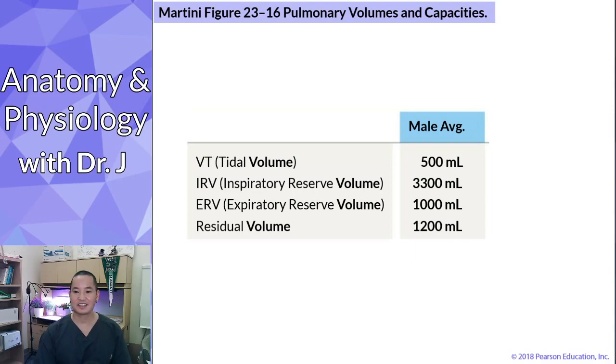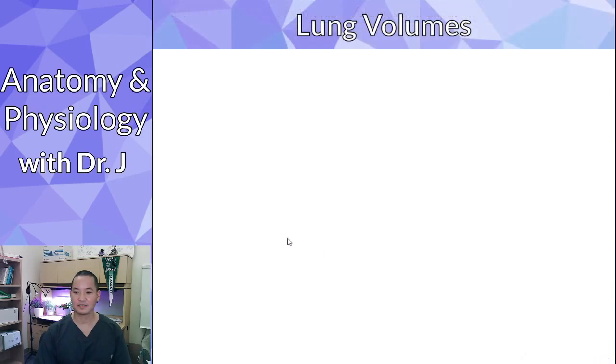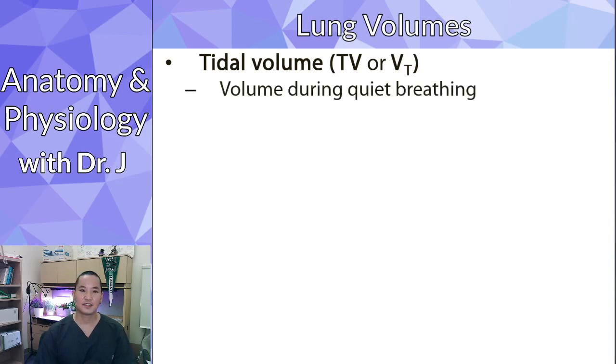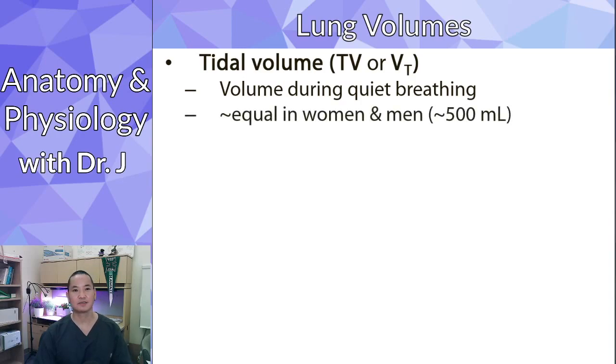Why? Because by measuring these volumes, they also form the basis of these other measurements as well. So tidal volume, sometimes abbreviated TV or V with the sub T, is the volume you move in and out of your lungs during quiet breathing. It's roughly equal in women and men, about half a liter.